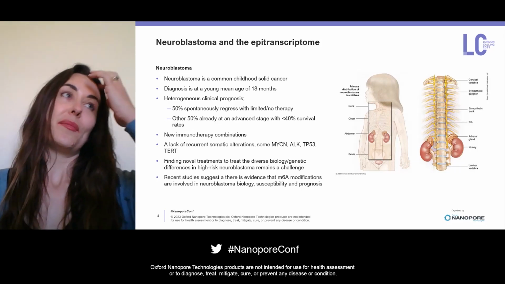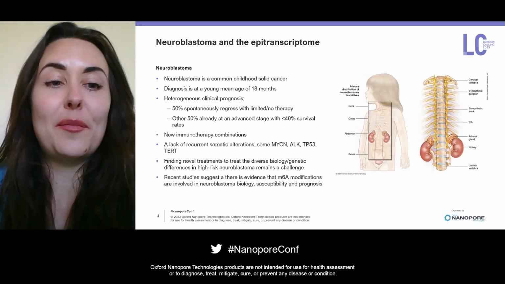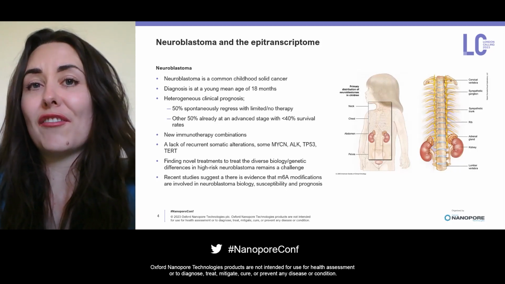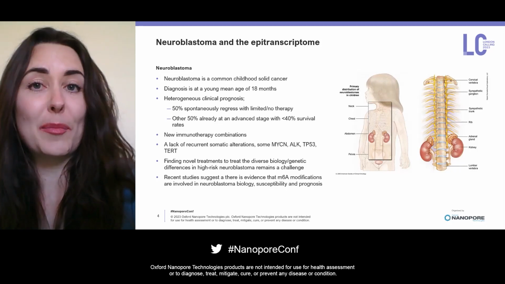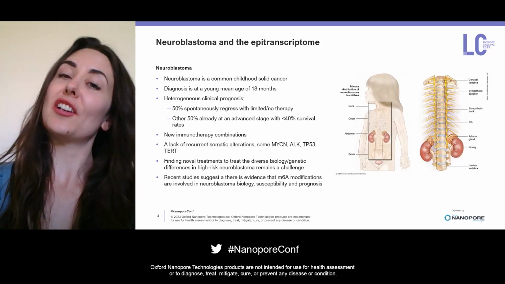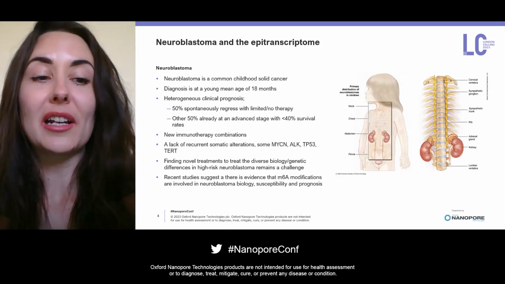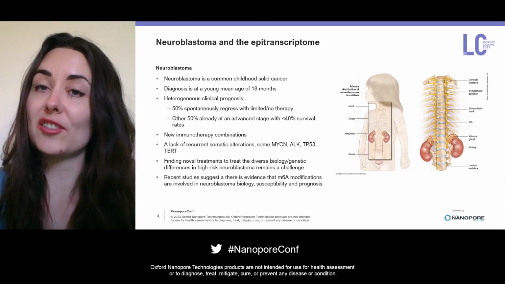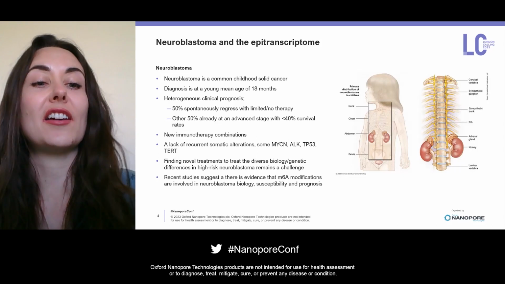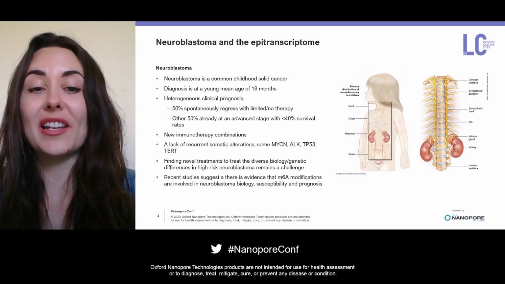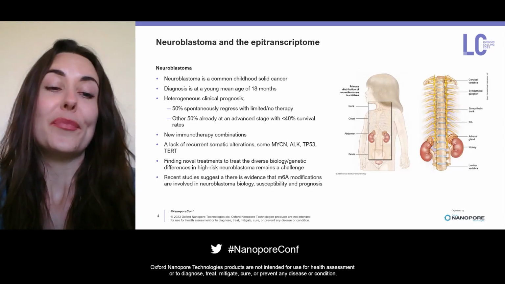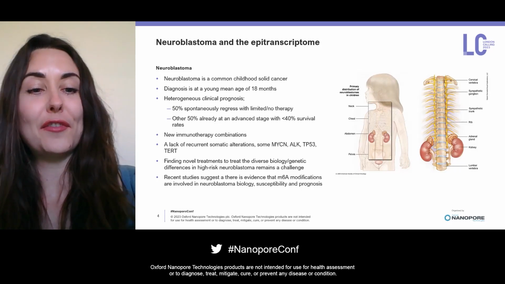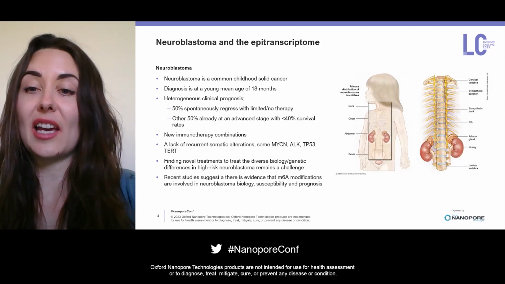And this comes down to actually a lack of somatic alterations. There are some MYCN amplifications, as well as ALK, TP53 and TERT mutations, but these are in no way global. So actually finding novel treatments to treat the diverse biology and genetic differences in high-risk neuroblastoma remains a significant challenge. Recent studies suggest there is evidence that m6A modifications are involved in neuroblastoma biology, susceptibility, and prognosis.